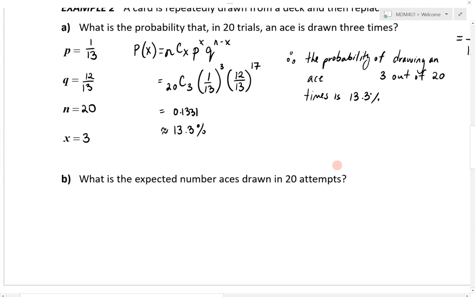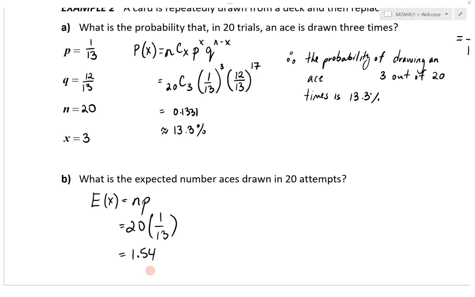So what is the expected number of aces drawn in 20 attempts? So you conduct these 20 trials, what is the expected number? Expectation means what on average you would expect, how many times to draw an ace. So you take the 20 trials, multiply the probability of drawing an ace, and that would result in 1.54. Okay, so on average you can expect to get 1.54 aces in 20 attempts.